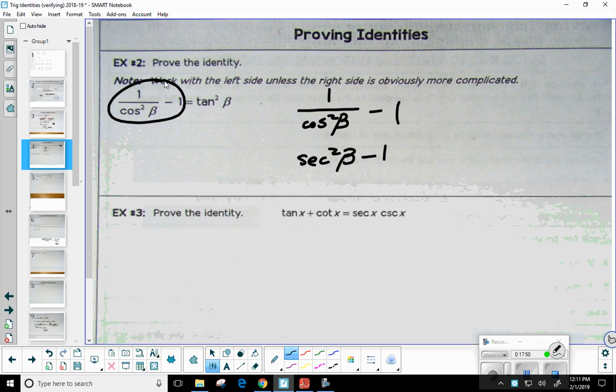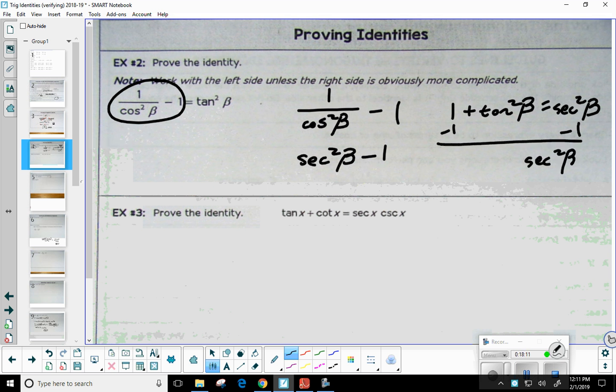Okay. What was that Pythagorean identity again? 1 plus tangent squared, and I'm going to go ahead and stick with beta because that's what they're using, is equal to secant squared of beta, right? So I can manipulate that rule to look like this. So minus 1, secant squared beta minus 1. That does equal tangent squared. There we go. So the last step should always be whatever side you did not choose.